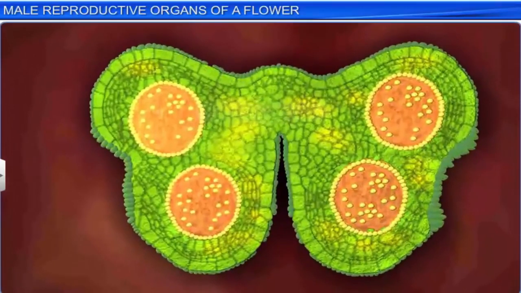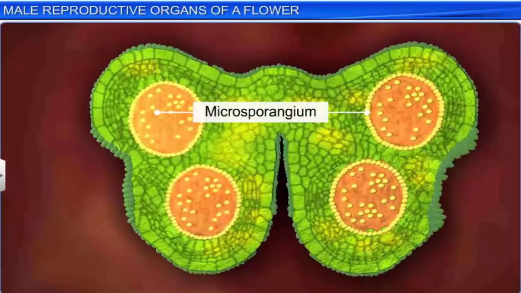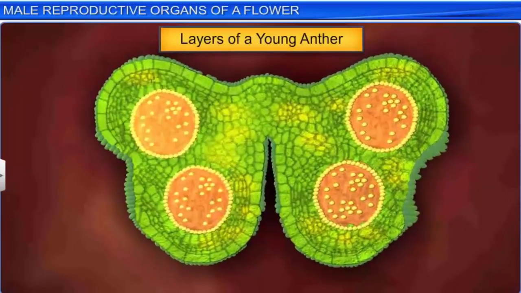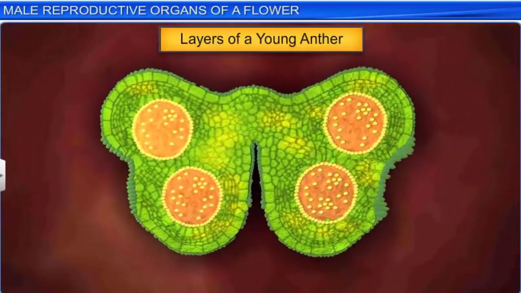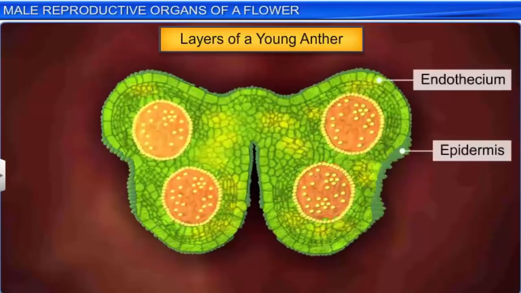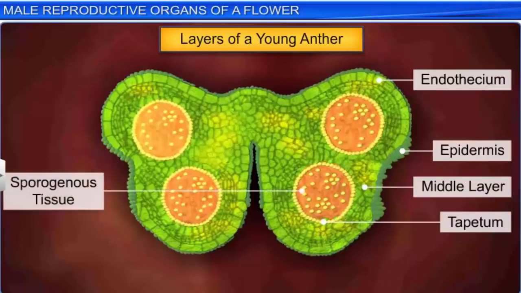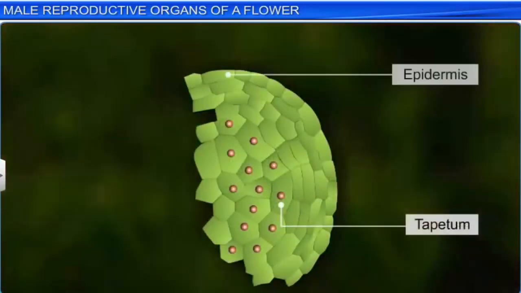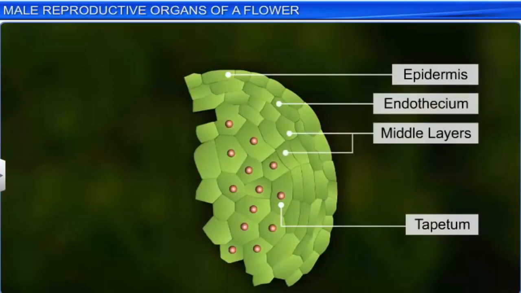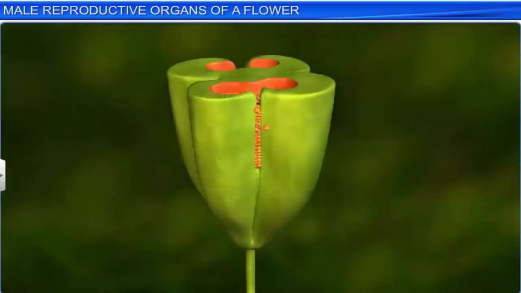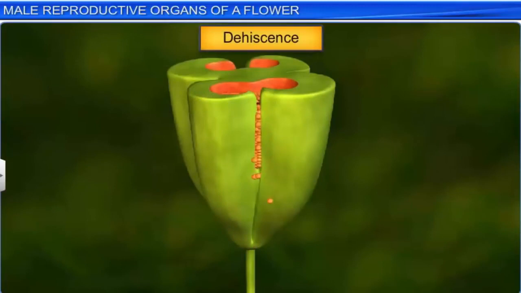In the corner of each lobe is the microsporangium, a sac-like structure which is nearly circular in outline. In a young anther, the microsporangium is surrounded by a multi-layered wall consisting of the epidermis, endothecium, middle layers, and the tapetum, the innermost layer, while the center is occupied by sporogenous tissue. The epidermis, endothecium, and middle layers protect the microsporangium as well as aid in dehiscence, which is the splitting of the anther walls that causes the release of pollen grains.